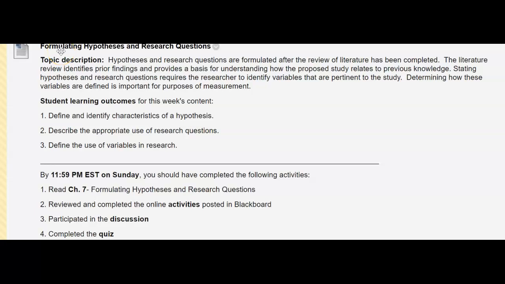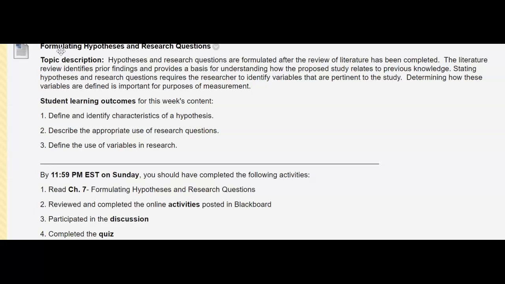So for this learning unit 8, we're going to talk about hypotheses and research questions. We're also going to begin to look at what we're going to be completing by the end of this semester, and that's our poster presentation. So let's talk about hypotheses and research questions.